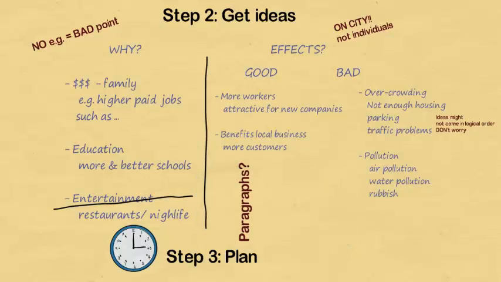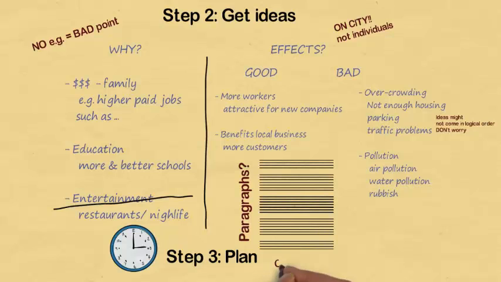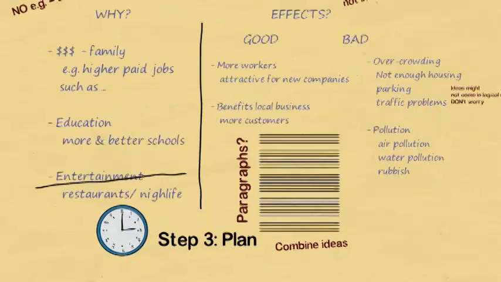Now, when we think about the plan, we have to think about paragraphs, and we have to consider carefully what is going to be in each paragraph, and maybe we can combine some of the ideas together. If we look at the good points for effects, they're talking about it's attractive for new companies, and then they talk about local business. So those 2 things obviously connect together. So that might be one good paragraph there. We see that this person split it into 3. They've got 3 different columns here. So it seems to make sense now that they would have 3 paragraphs. 1 paragraph for why, and then 2 for the effects. So that may be 5 paragraphs, and that's fine.